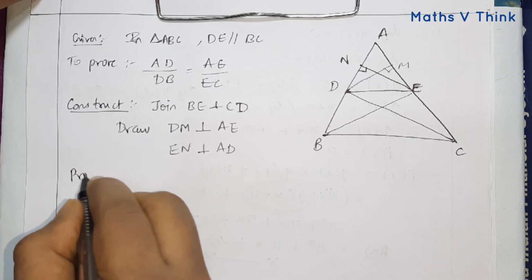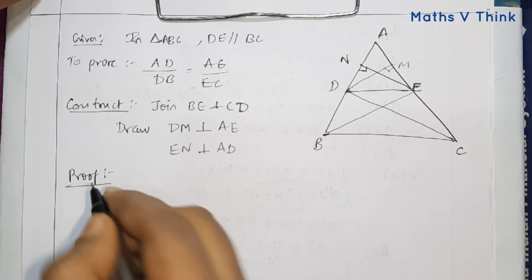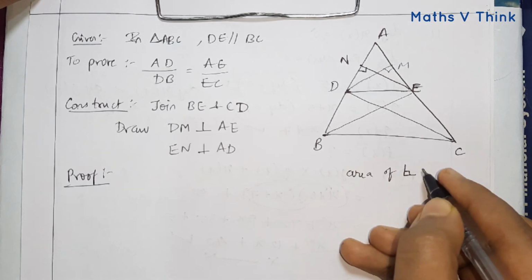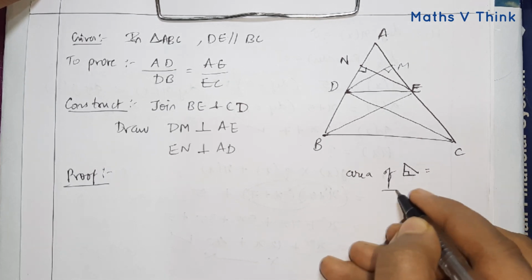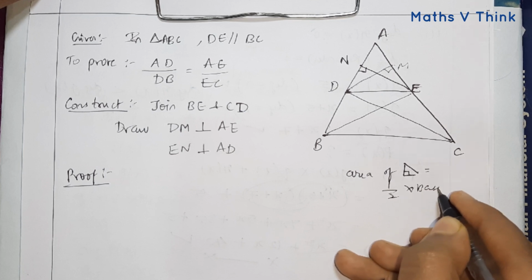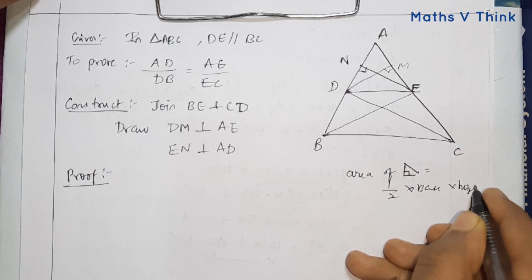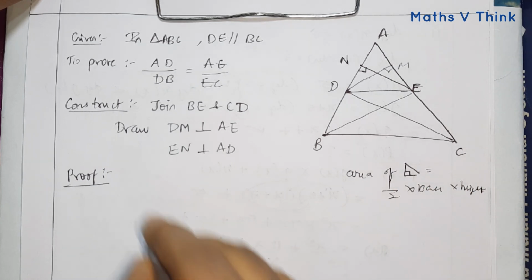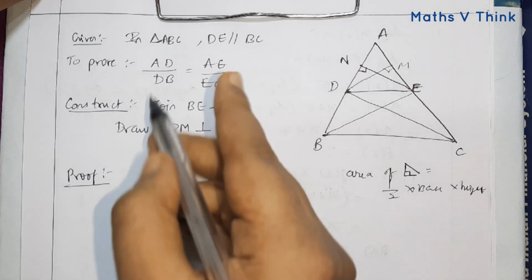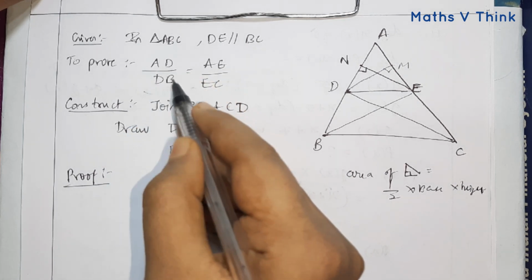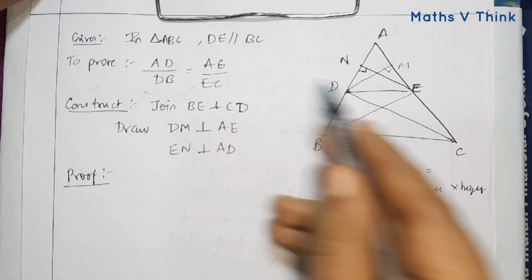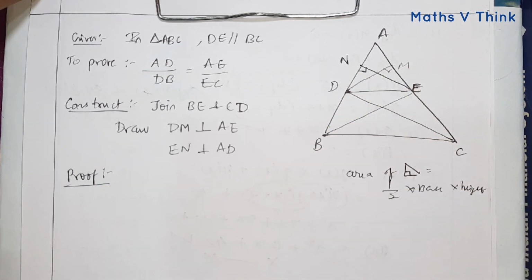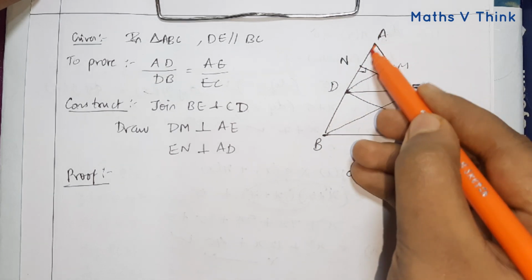Now proof. We already know that area of a triangle is equal to half into base into height. Now we'll be applying this formula in this derivation. First we'll be proving the left hand side, nothing but AD by DB. So we'll be taking the left side of the triangle. So first take triangle ADE.